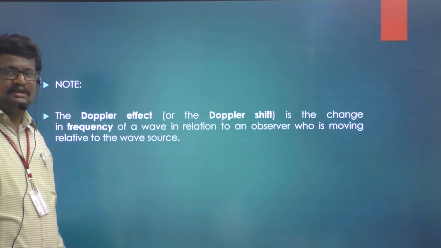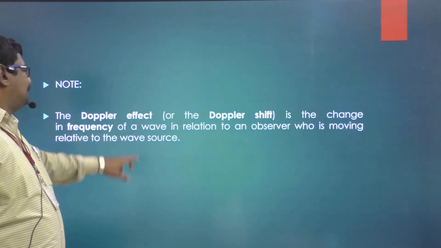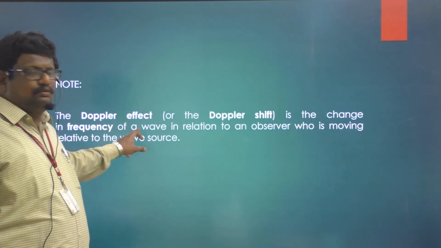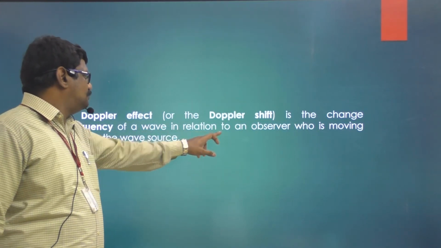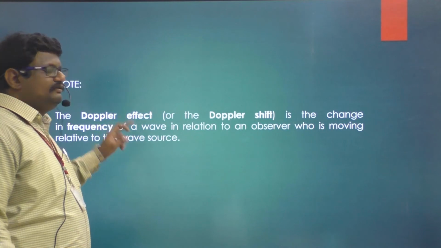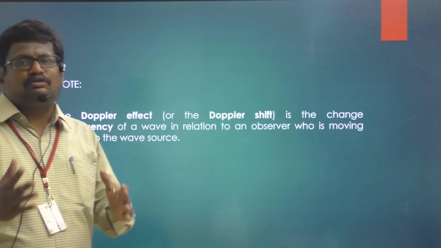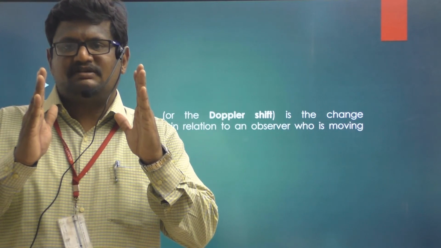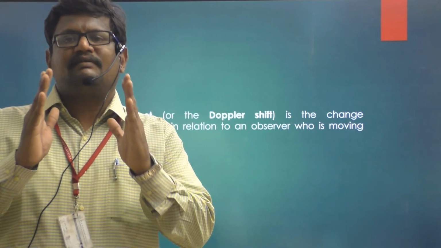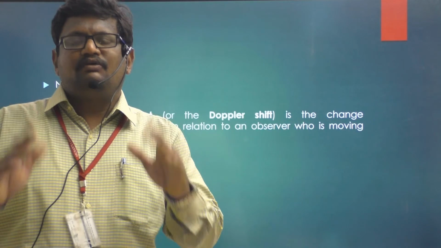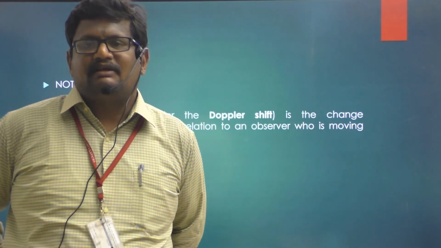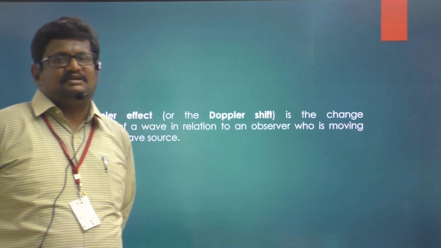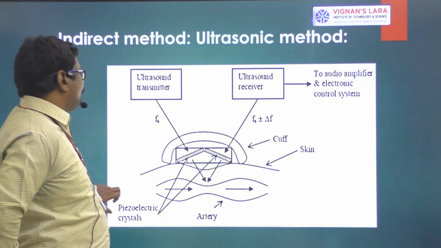I have something for you to note. What is the Doppler effect? The Doppler effect, or Doppler shift, is the change in frequency of a wave in relation to an observer or a source which are moving with respect to each other. If both the source and the observer are stationary, there is no Doppler shift. When either one or both are moving, and a wave is transmitted from the source to the observer, there will be a Doppler shift in frequency. These are preliminary physics concepts we already know.